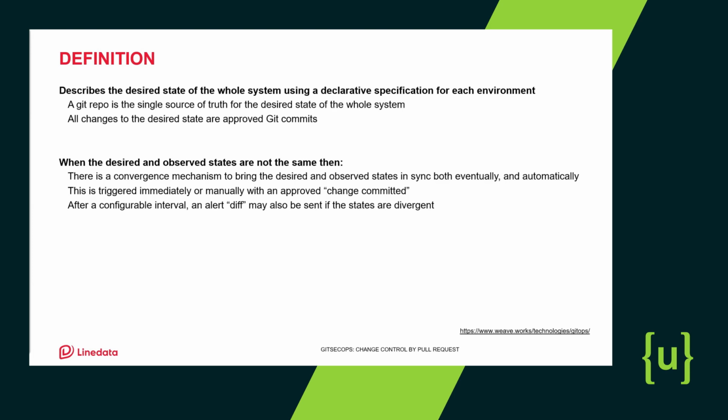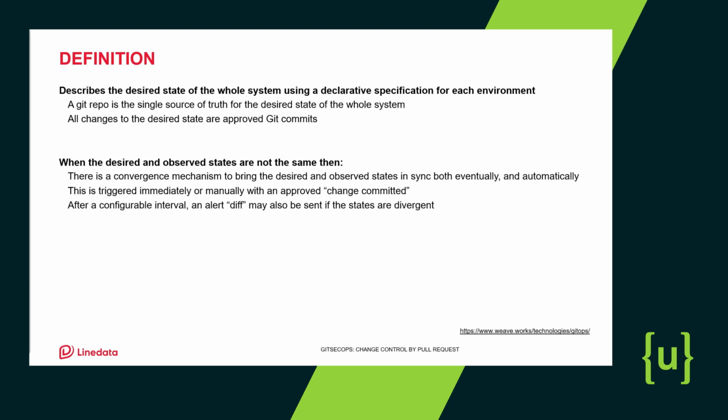So when I open a pull request, my pull request is approved, then my change is committed. The system should then be able to converge what the change is to what was there before. And if there's any sort of changes, at a configurable interval, you can have an alert that says, hey, what you have in code is not what is actually running out there.